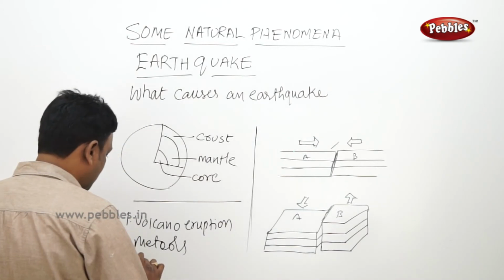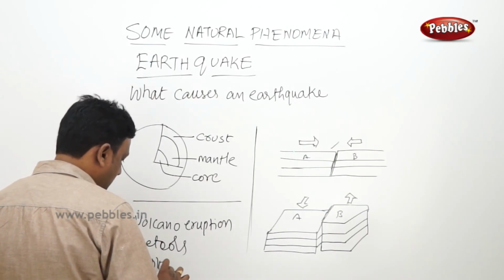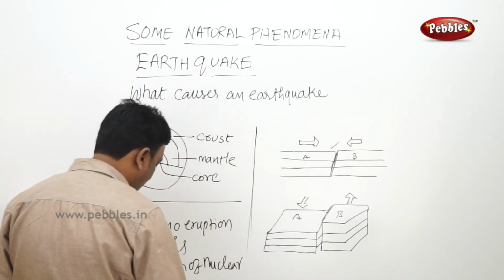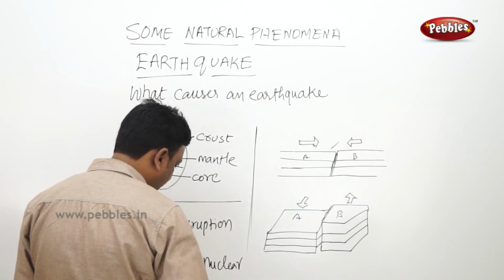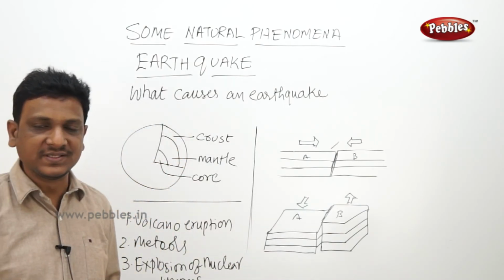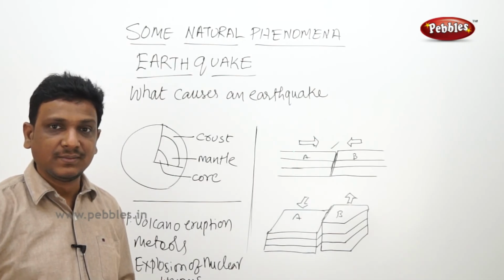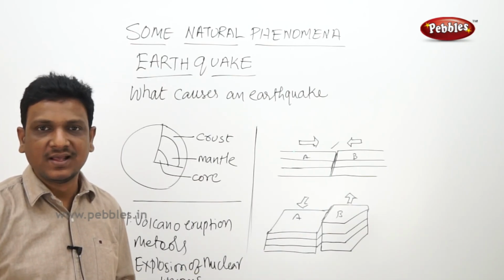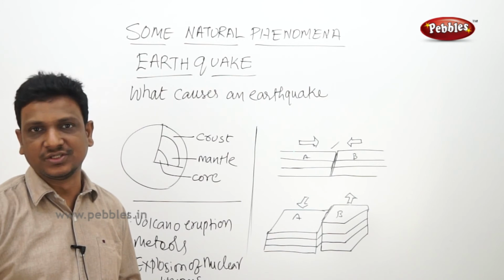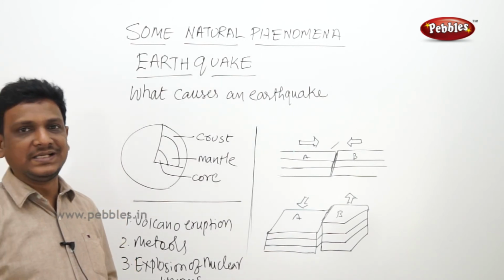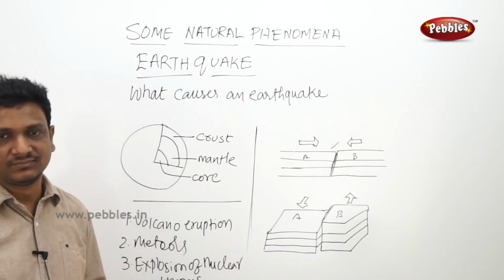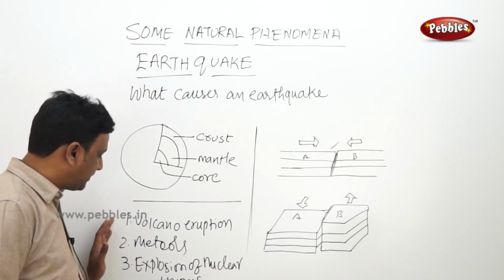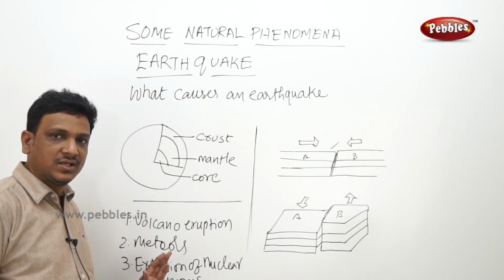The third case is the explosion of nuclear weapons under the ground. Nuclear missiles and nuclear bombs are tested by exploding them underground, because if they are exploded outside, it leads to large devastation and pollution. But while testing underground, it also leads to earthquakes. But these are very rare cases: volcanic eruption, meteors and explosion of nuclear weapons underground.